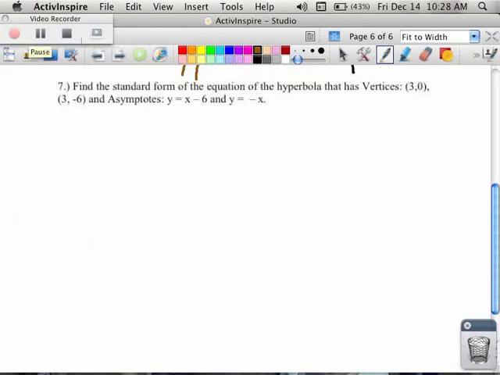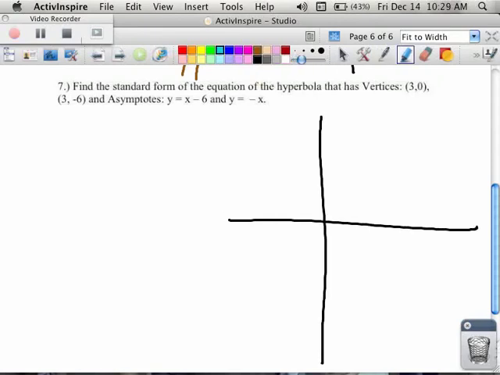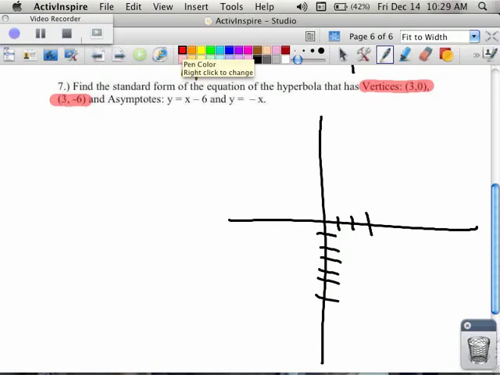Last one. The last one, drawing my picture again and looking for information that they give me. Yes, they give me vertices right away. Love it when they do that. So I go onto my graph and I put these vertices down. 3, negative 6 is one vertex. And then 3, 0 is my other vertex, which tells me that my center is directly in the middle of those two things. So my center is going to be at 3, negative 3, halfway in between.